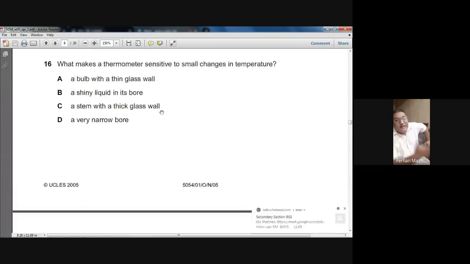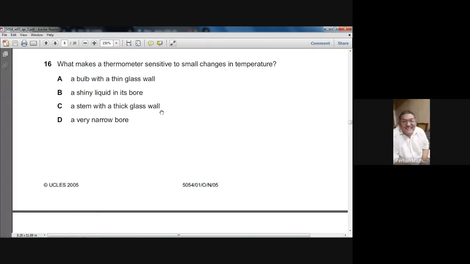Okay, so the next question is question number 16 on your screen. What makes a thermometer sensitive to small changes in temperature? A bulb with a thin glass wall? A shiny liquid in its bowl? A stem with a thick glass wall? A very narrow bore. It's a famous factor.